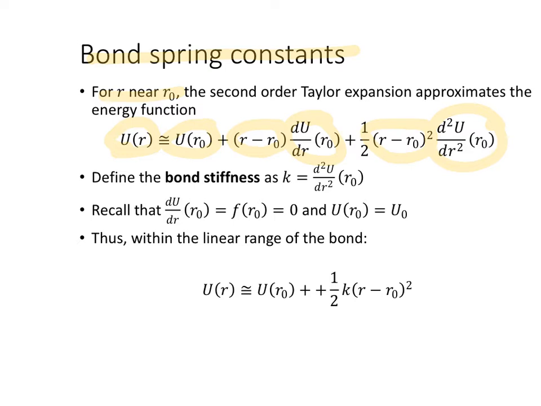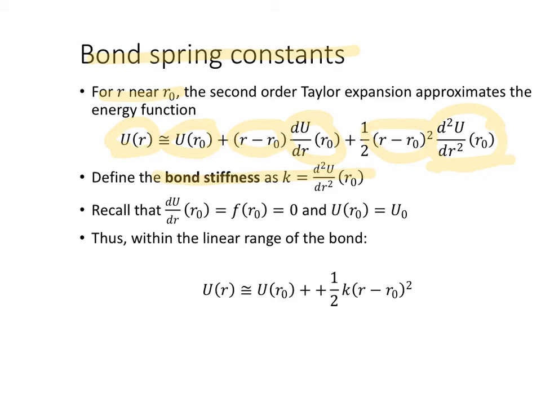This is actually one of the most useful things we do. We can use this for all sorts of stuff. So remember it if you haven't already. So in this case, we want the second order Taylor expansion, meaning just up through the second derivative. We will define the bond stiffness as the second derivative at the equilibrium bond length. And we'll see why that is in a moment.